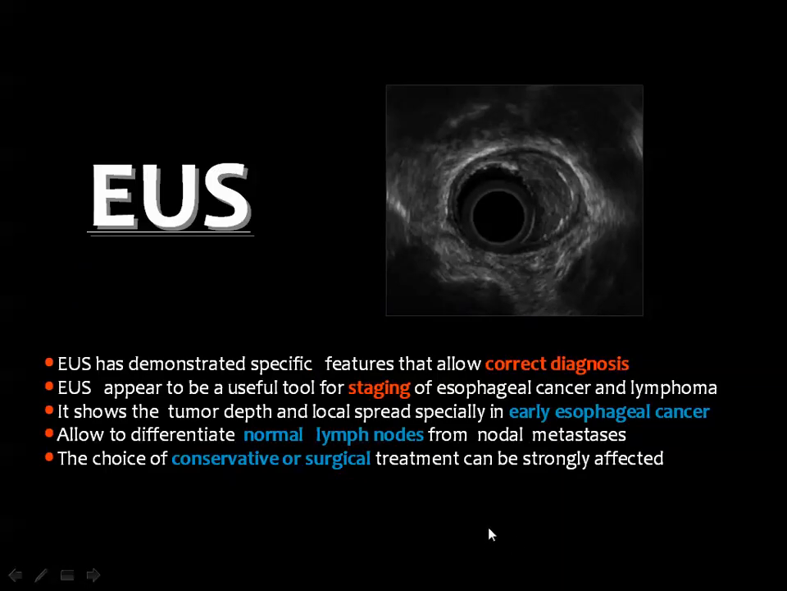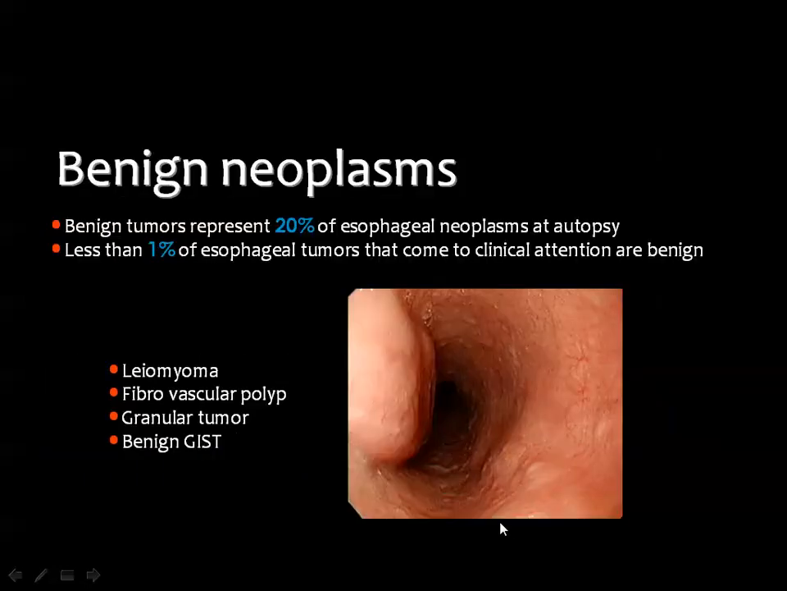metastases. As you all know, endoscopic ultrasound is one of the sensitive modalities, especially in the early stages of esophageal malignant lesions, since it is able to see the esophageal layers. So it's very helpful in the assessment of early stages of esophageal cancer, and also it can differentiate between the normal lymph nodes and nodes containing metastases, and it can help in the selection of the line of treatment.